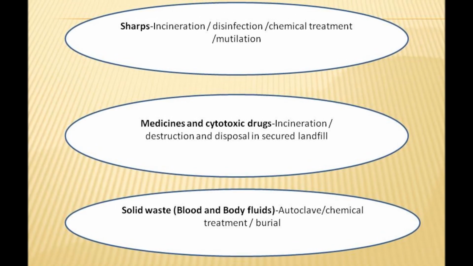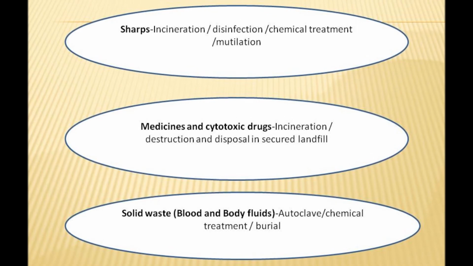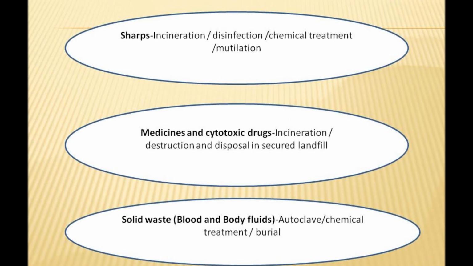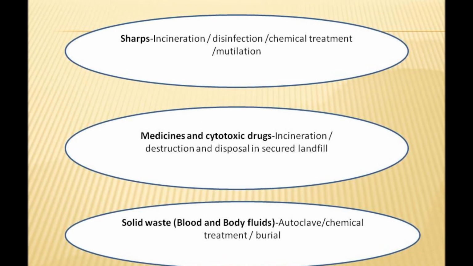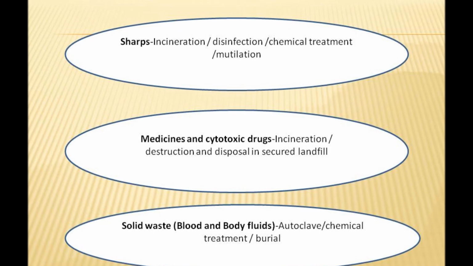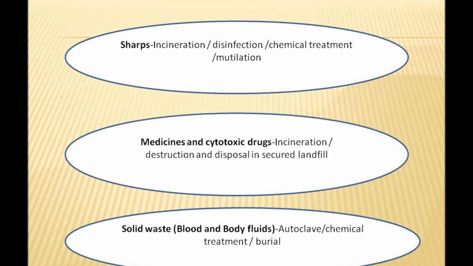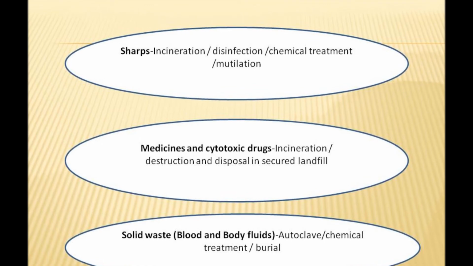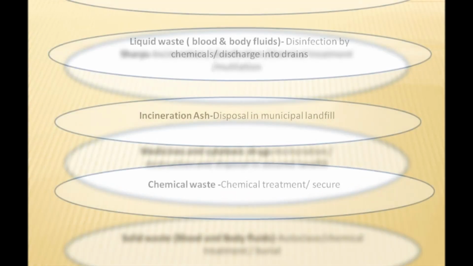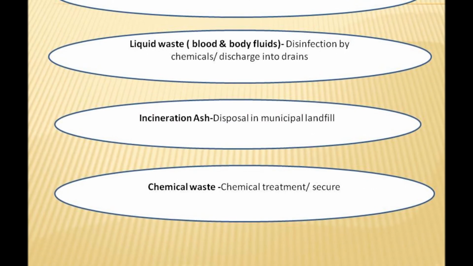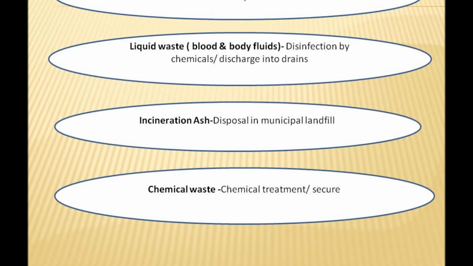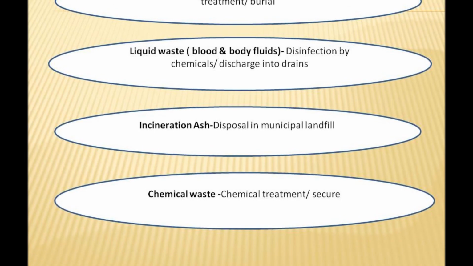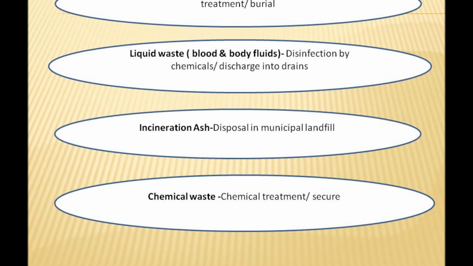To remove medicines and cytotoxic drugs, we use incineration, destruction, and disposal in secure landfills. Meanwhile, for solid waste such as blood and body fluids, we use autoclave, chemical treatment, or burial. For solid waste such as disposable items, we remove through autoclave, chemical treatment, or burial.